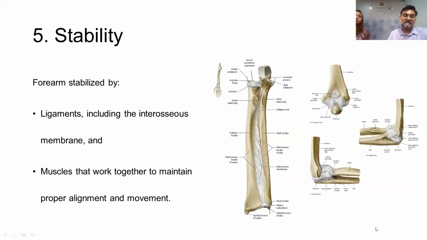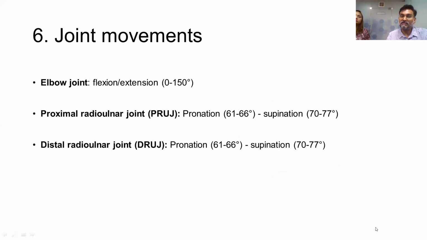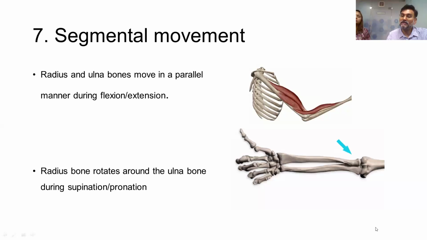The forearm is stabilized by ligaments, including the interosseous membrane, and muscles that work together to maintain proper alignment and movement. The joint movement ranges are: at the elbow joint, flexion extension is from 0 to 150 degrees. The proximal radioulnar joint allows pronation of 61 to 66 degrees and supination of 70 to 77 degrees. And the distal radioulnar joint allows pronation of 61 to 66 and supination again of 70 to 77 degrees.